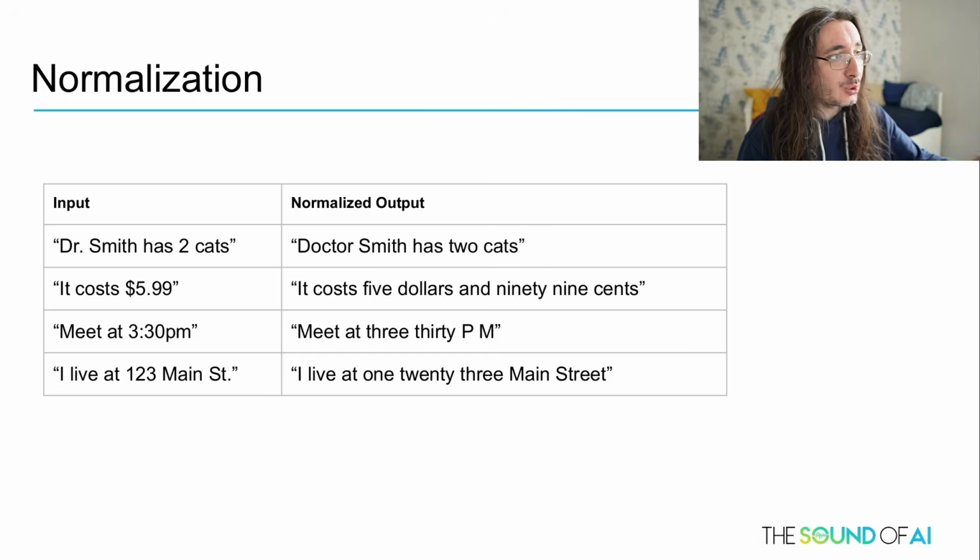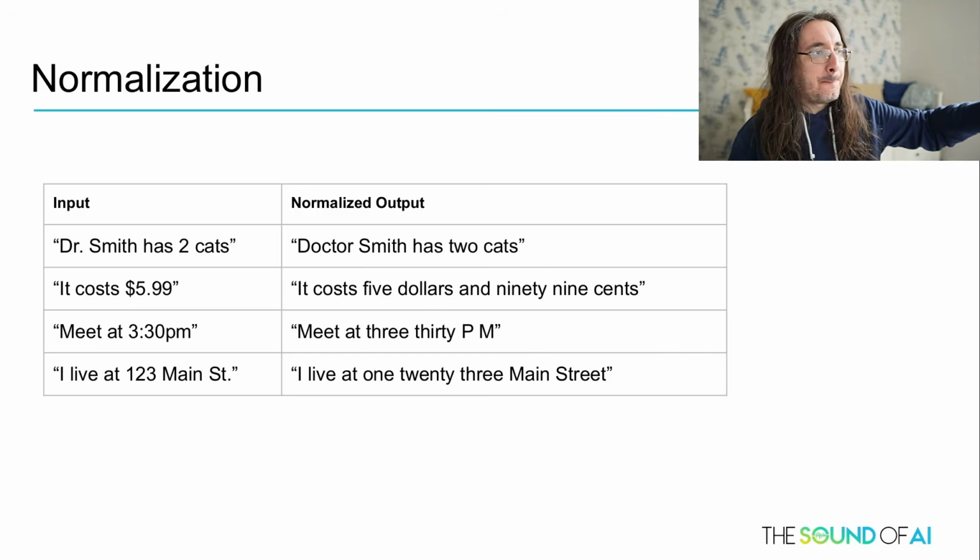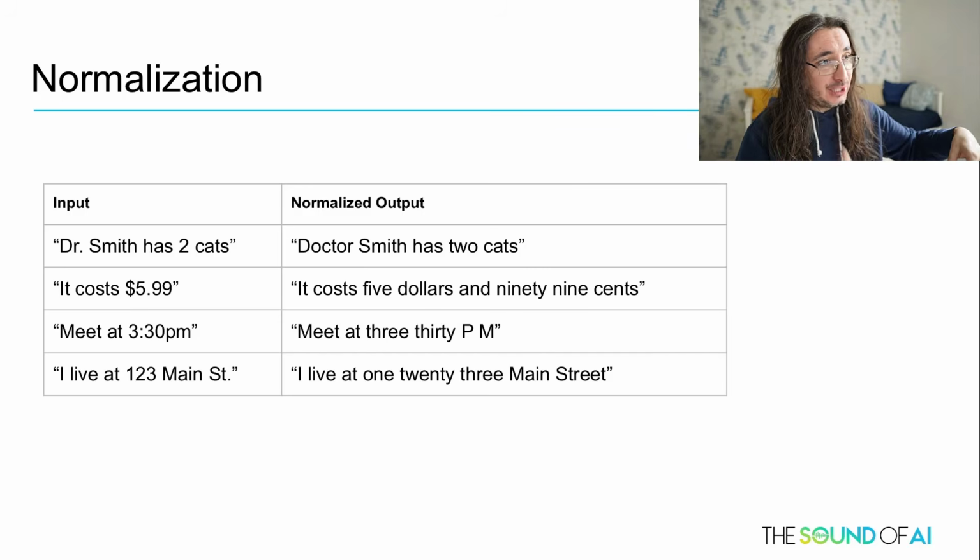Or I live at 123 Main Street. And as you see, the "St." gets expanded into "Street", and we also expand the numbers that we interpret in this case as 123. It could also have been "one two three Main Street" or "one twenty-three Main Street".